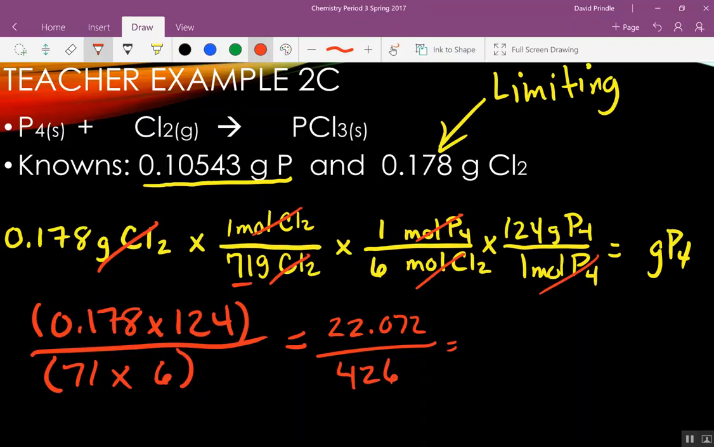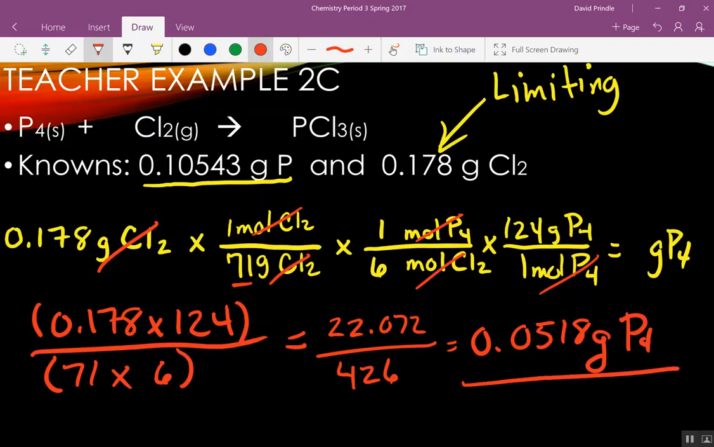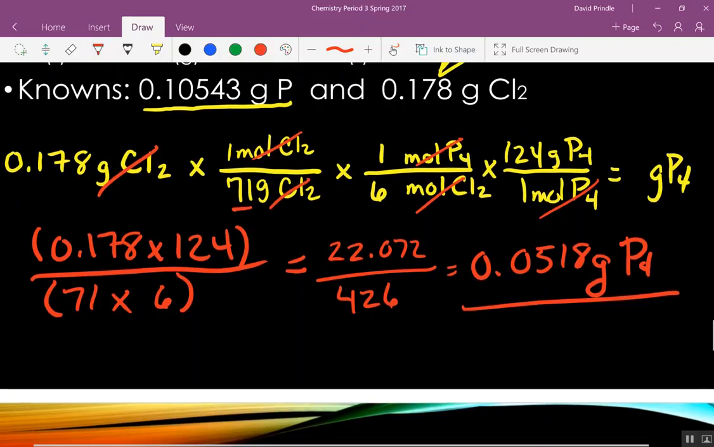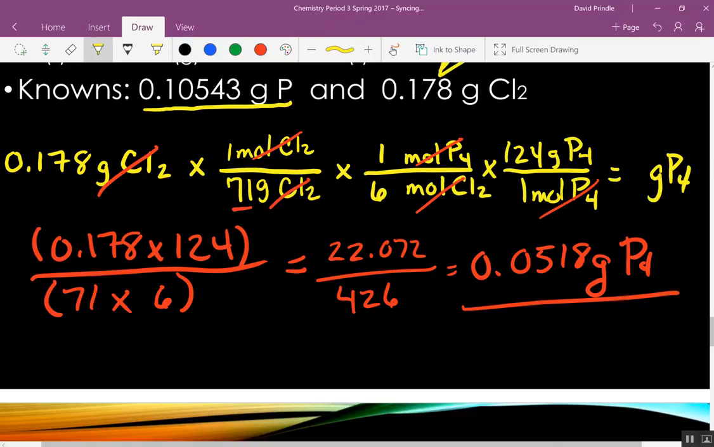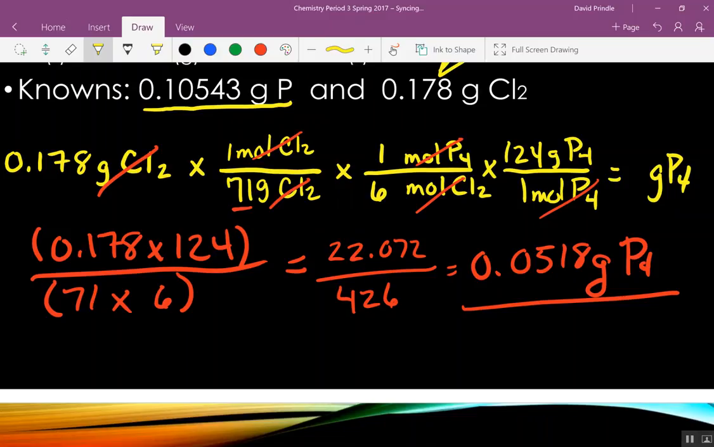What'd you get, Sid? 0.0518 grams of P4. Okay, guys, this is the last one here. This is how much you actually need of the P4. How much did you start with? 0.10543 grams. How much do you actually need?